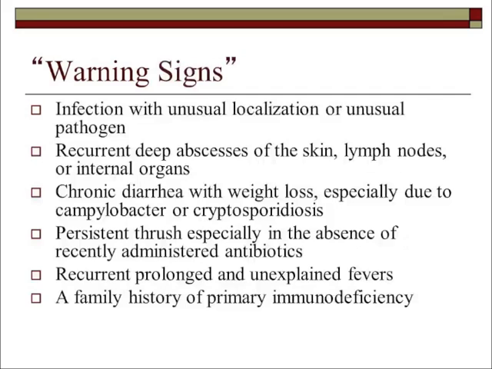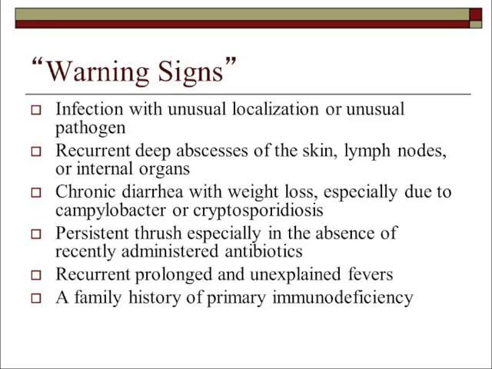More warning signs. Basically, if you find a bug in a place where you shouldn't be finding this bug, that should trigger a red flag. So that's what that means by infection with unusual localization or unusual pathogen. Recurrent deep abscesses of the skin or of the lymph nodes shouldn't be happening in immunocompetent patients.